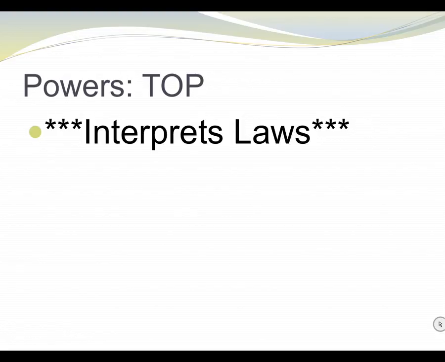So we're moving on to the powers section, which we're at the top, so above the line. The only thing you're going to write in this section is interprets laws. In the past, we talked about the fact that Congress makes the laws, the president executes or enforces the law, and the court is responsible for interpreting the law. So in other words, they have to figure out what the law means in order to decide if somebody has broken it.